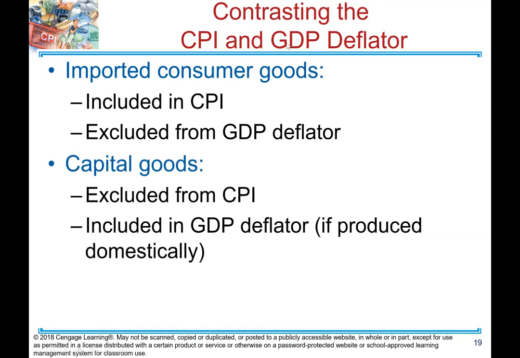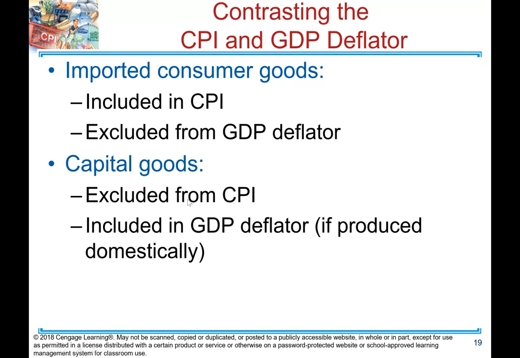Contrasting the CPI and GDP deflator. We calculated GDP deflator back in chapter 10 or chapter 23, which is also a measure of price changes in the economy. Imported consumer goods are included in CPI. A typical consumer uses and purchases goods that are imports. So imported consumer goods affect CPI, but do not affect GDP deflator. GDP deflator only includes goods produced domestically.